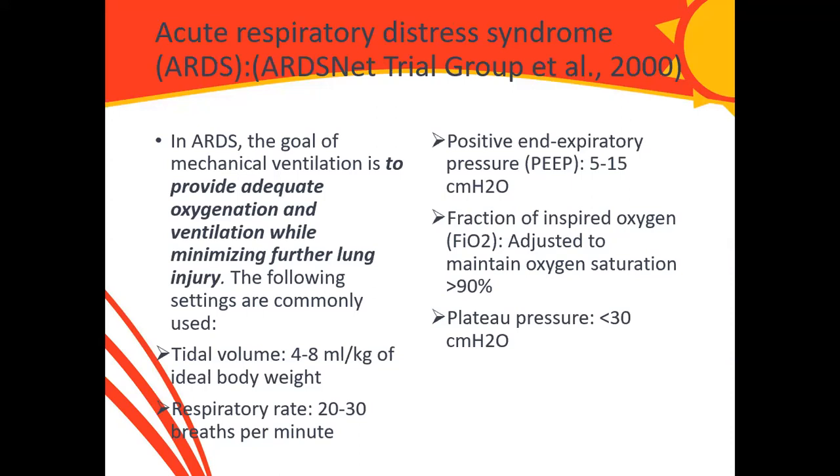Respiratory rate should be between 20 to 30 breaths per minute, and your PEEP can range from 5 to 15. Some people have used higher PEEPs. You want to adjust your FiO2 to a point where you maintain at least saturation above 90. By all means, the plateau pressure for ventilation in ARDS should be less than 30 centimeters of water.